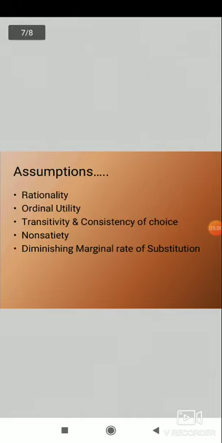Now let's see the assumptions of the indifference curve. The first is rationality. Rationality shows the approach of the consumer, with knowledge about the goods and services rendered in the market. The consumer is a rational being. He aims at maximizing his total satisfaction given his income and the prices of goods and services he consumes. Furthermore, he has full knowledge of his choices and preferences.